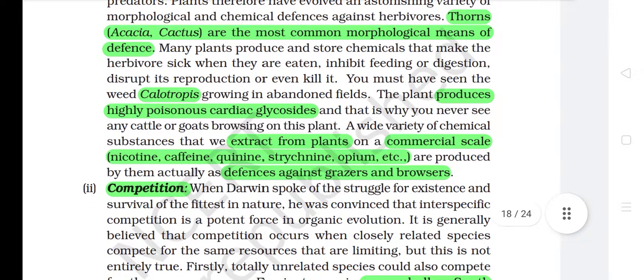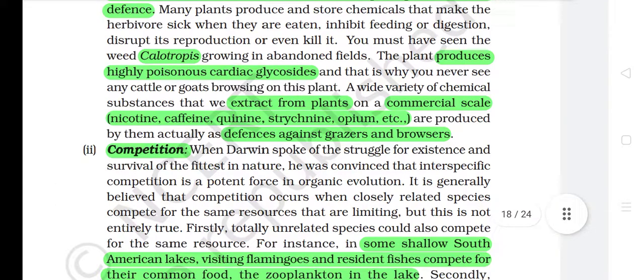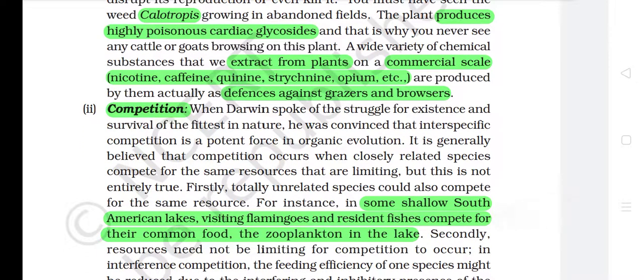Many plants produce and store chemicals that make the herbivore sick when they are eaten, inhibit feeding or digestion, disrupt its reproduction, or even kill it. You must have seen the weed Calotropis growing in abandoned fields. The plant produces highly poisonous cardiac glycosides, and that is why you never see any cattle or goats browsing on this plant. A wide variety of chemical substances that we extract from plants on a commercial scale, nicotine, caffeine, quinine, strychnine, opium, etc., are produced by them actually as defenses against grazers and browsers.